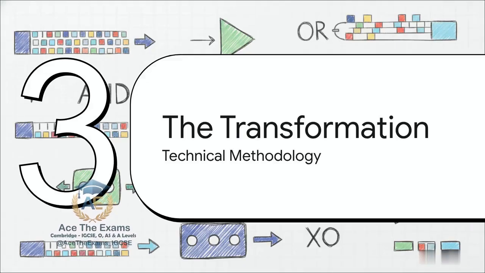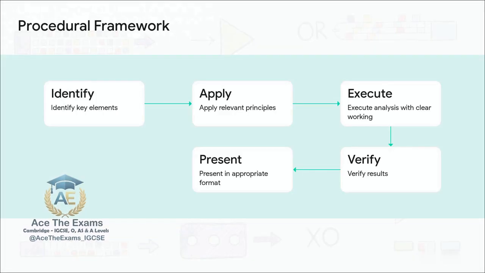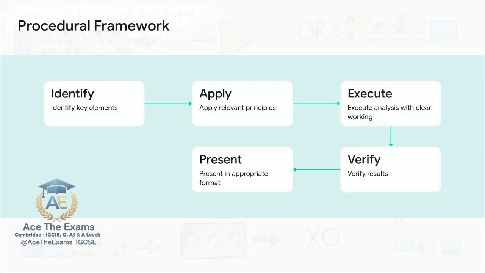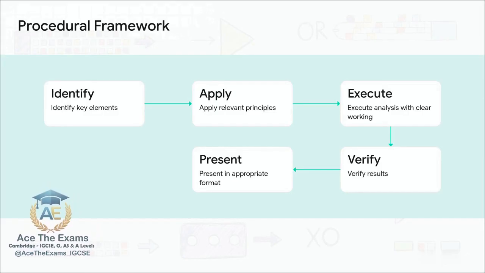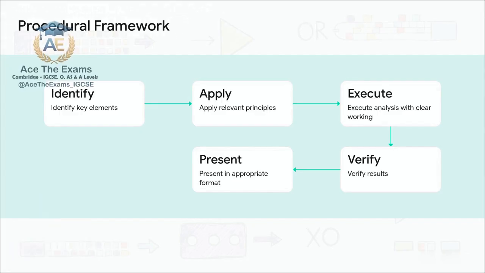All right, moving into Section 3, the transformation, procedural framework for bit manipulation. Systematic processing within this syllabus follows a very strict, standardized sequence. Let's walk through these 5 steps. First, identify the key elements. Exactly what bits are we monitoring or changing here?